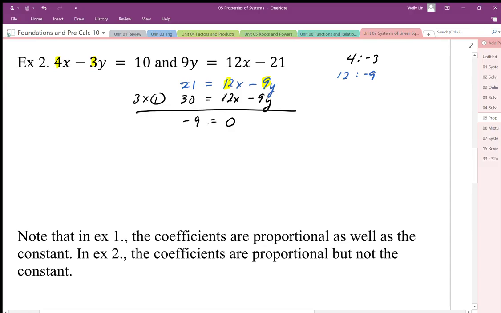So this is what we call an inconsistent system, because this is not consistent. -9 can never equal 0. Okay, so this is inconsistent. There's no solutions here. So therefore, they must be parallel lines.